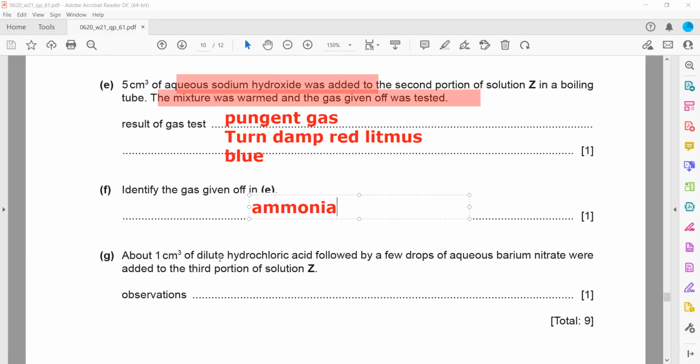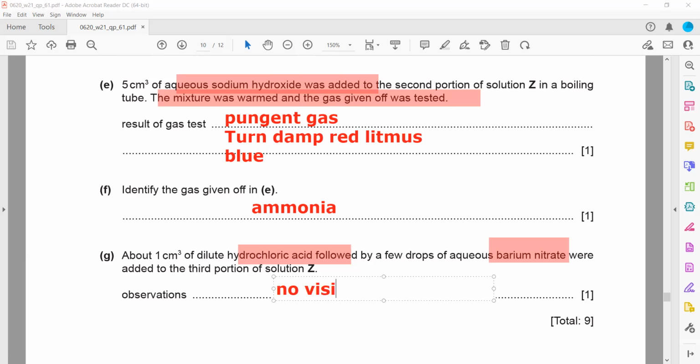Then 1 cm³ of hydrochloric acid was added, and barium nitrate. Barium nitrate is a test for the sulfite or sulfate ion. If there was a sulfate ion, it would give a white precipitate. But because it is a sulfite ion, there will be no visible change. We don't observe anything, so you can mention no visible change or no reaction. If it was a sulfate ion, then it would be a white precipitate.